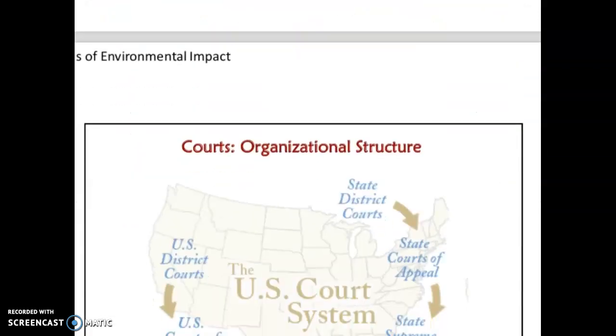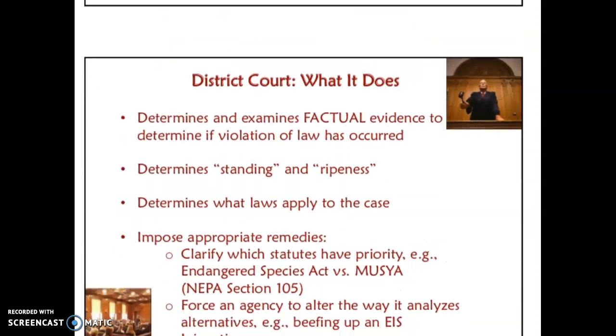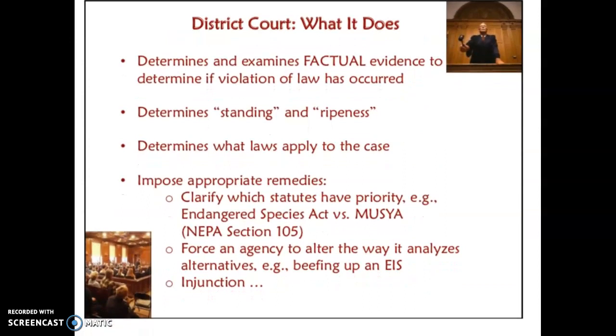And so the next slide shows this organizational structure, and it shows the 2 routes to get to the U.S. Supreme Court. So one is through the U.S. District Courts and Court of Appeals that we just saw, as well as the state district courts and the state Supreme Courts. So looking at this a little more closely, and so how do these district courts operate?